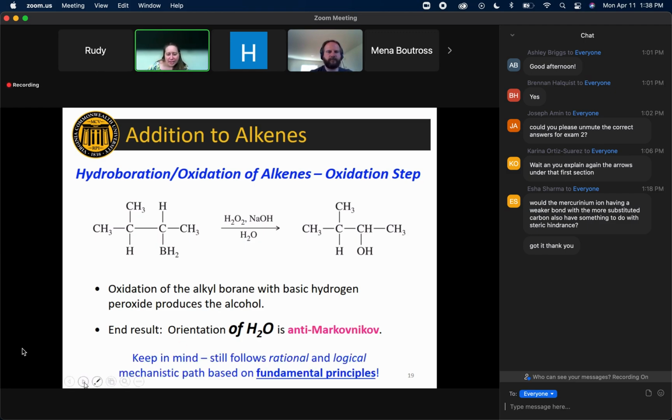I want to be clear about this. This still follows fundamental principles in terms of how this reaction works. We built up delta positive charge over the course of this reaction, and that delta positive charge was still on the more substituted carbon. So we are still using our fundamental principles. This is still rational. It is still logical. It is just that we chose very carefully some reagents that gave us an end result that is anti-Markovnikov.